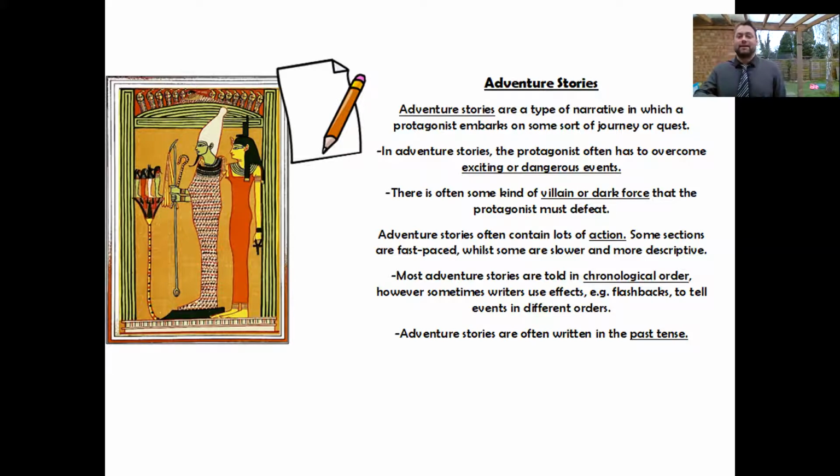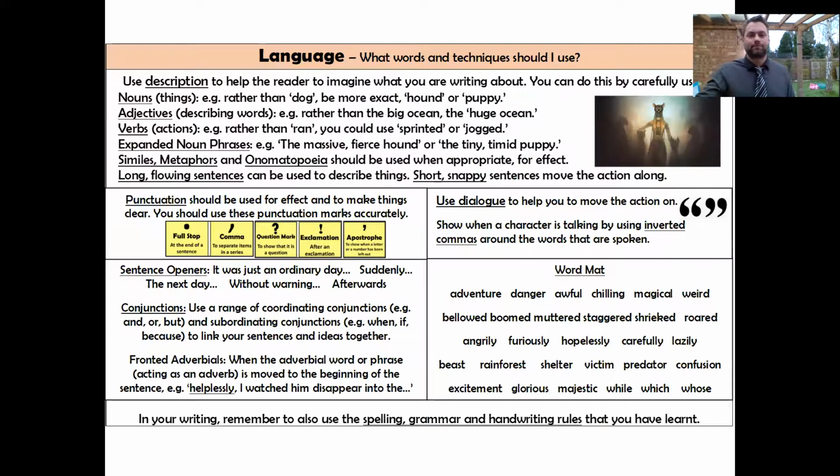And our adventure stories can contain lots of action. Some sections are really fast paced, while some sections slow it down and become more descriptive. Most of them are told in chronological order, but you can put flashbacks into them as well, so you can jiggle around the time. And they're often written in the past tense. However, this is graphic novelling. So we take all of this and we put it into pictures, okay, rather than writing. We will still use some of these features when it comes to language, because obviously the dialogue is going to help move the action on. And that is very, very key when it comes to graphic novels, because a lot of your writing is going to be people speaking.